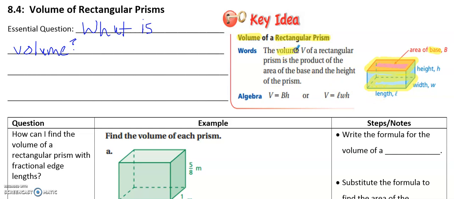Okay, the volume V of a rectangular prism is the product. Wait, stop. Product. That means we're going to be multiplying the area of the base and the height of the prism. Now that's weird. So volume includes area. And the reason for this is, and I'm going to do my best to draw.